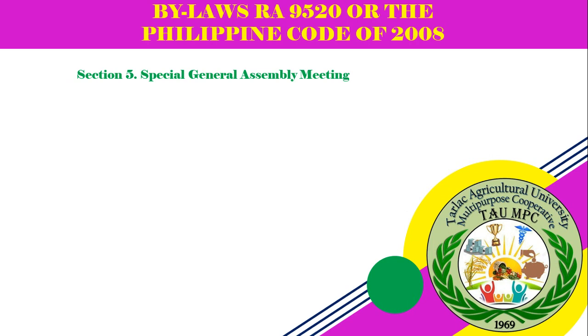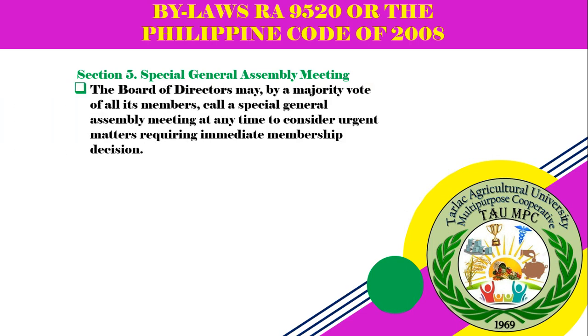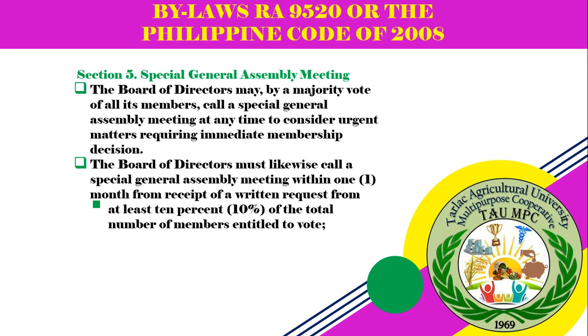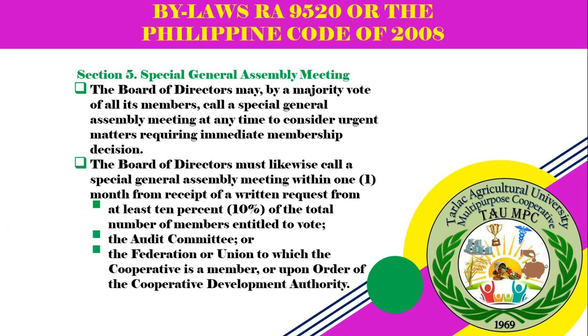Section 5. The Special General Assembly Meeting. The Board of Directors may, by a majority vote of all its members, call a special General Assembly meeting at any time to consider urgent matters requiring immediate membership decision. The Board of Directors must likewise call a special General Assembly meeting within 1 month from receipt of a written request from at least 10% of the total number of members entitled to vote, the Audit Committee, or the federation or union to which the cooperative is a member, or upon order of the Cooperative Development Authority.